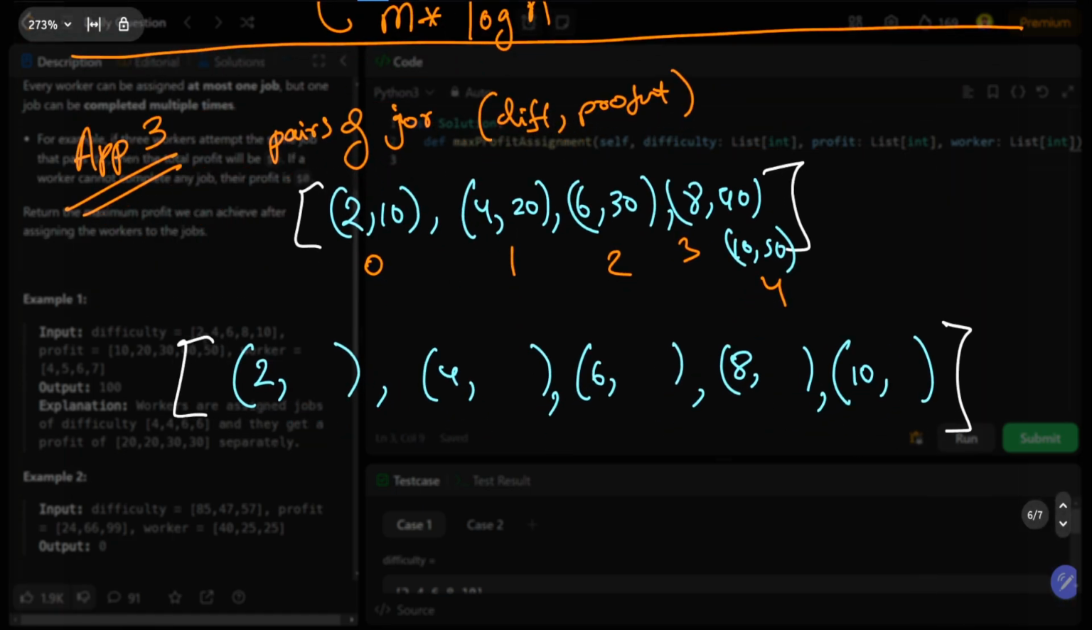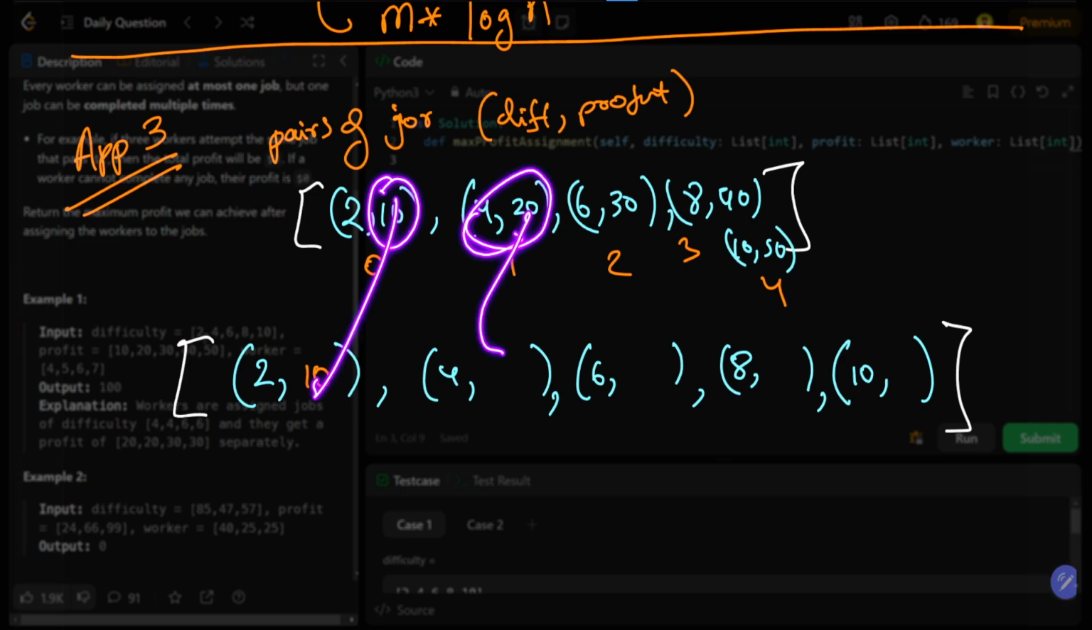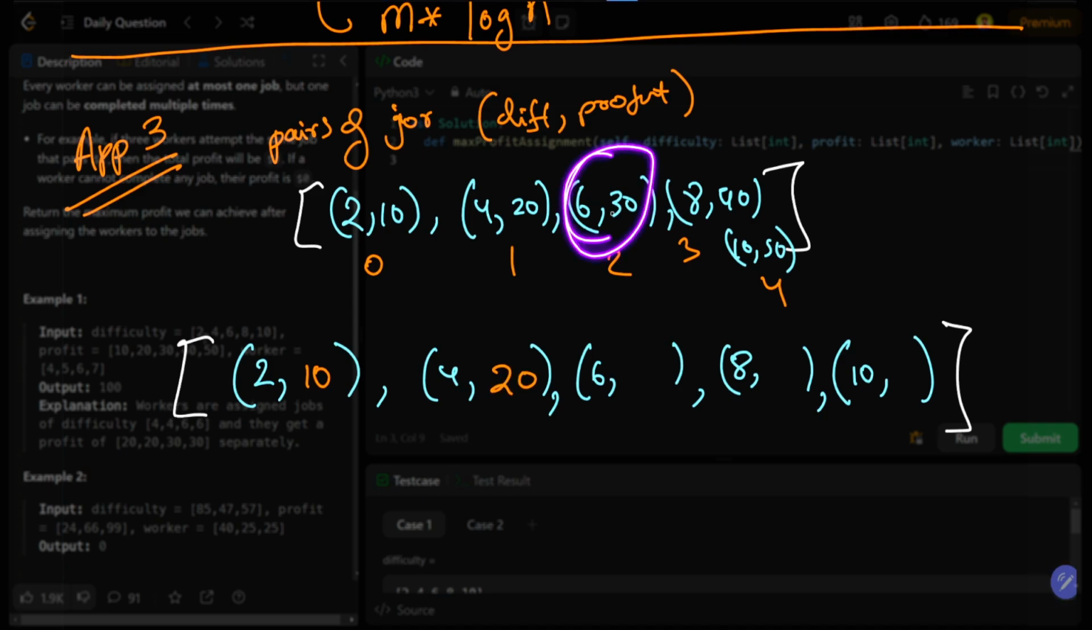So till here it is 10, because it was the first value. We can carry forward the maximum value they have. For now the maximum is 10 for this case. If I include this case, the maximum becomes 20. Now if I include this task as well, with job difficulty level 6, the maximum can become 30. So it can have 30.